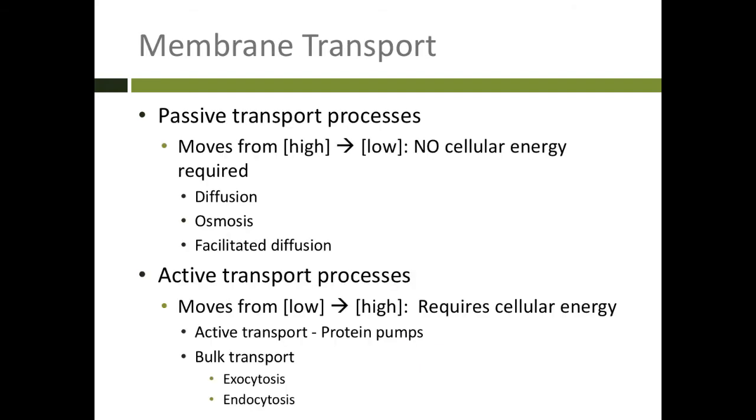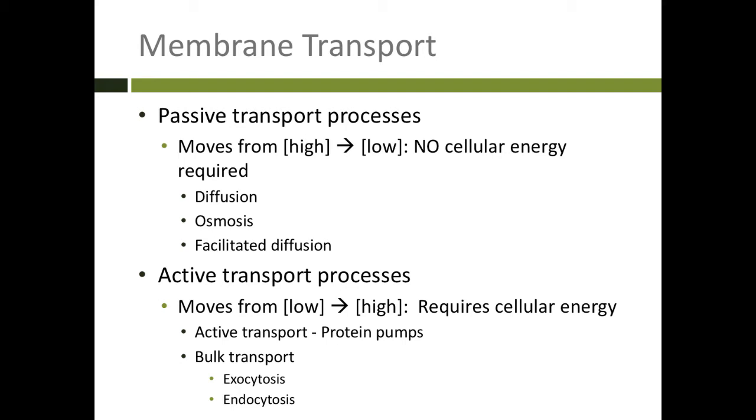There are two types of transport that are classified depending on which direction the concentration gradient is going. So in passive transport, you're moving from a high concentration of solute to a low concentration of solute. You don't need any cellular energy for this. And there are three types of passive transport: diffusion, osmosis, and facilitated diffusion.